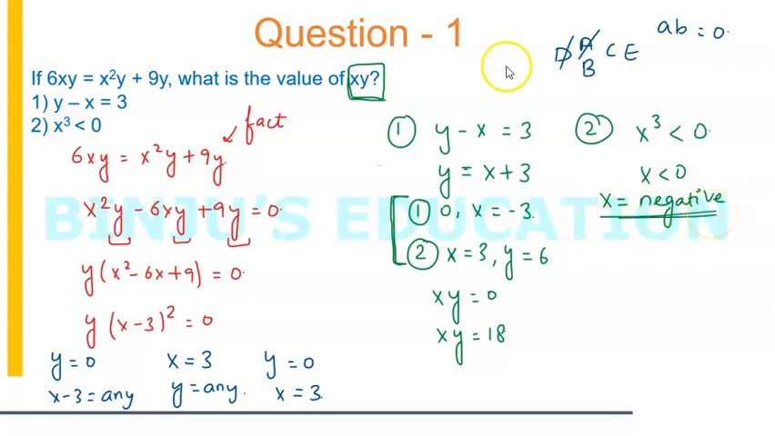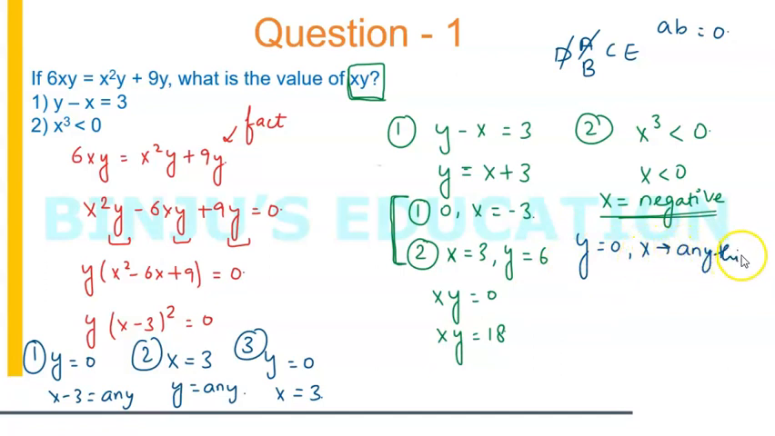Now let's see which of the three possible solutions that we got from the first statement, this is 1, this is 2, this is 3, which of them coincide with x being negative. Now the first one says when y is equal to 0, x can be anything. Now this goes with the conclusion from the second statement. Second statement says that x is negative. Now when y is 0, x can be anything. If x minus 3 can be anything, so x can be also anything. So this goes with x being negative.